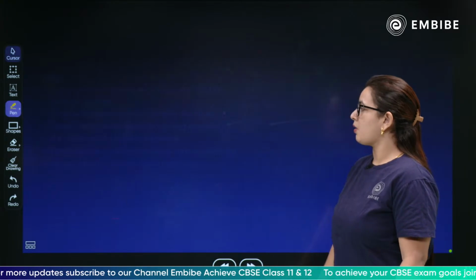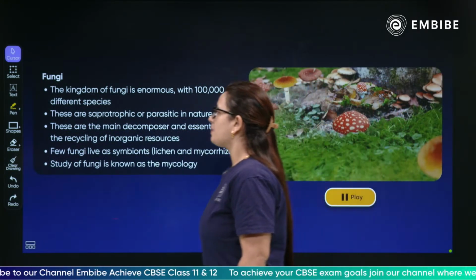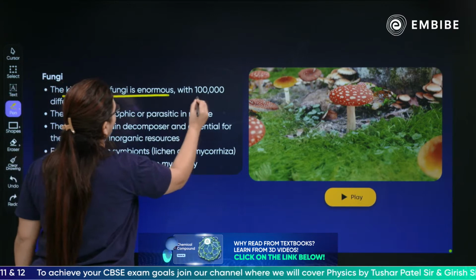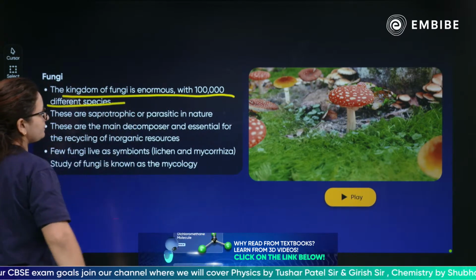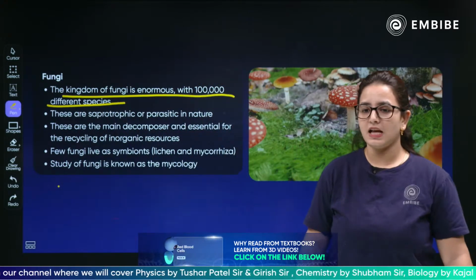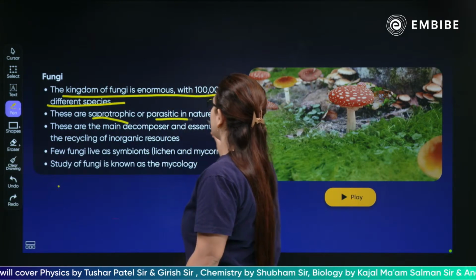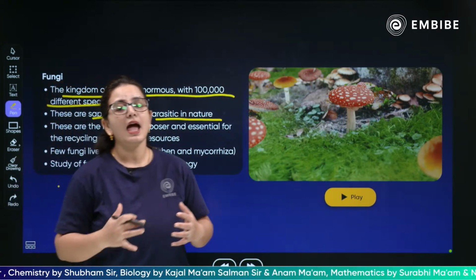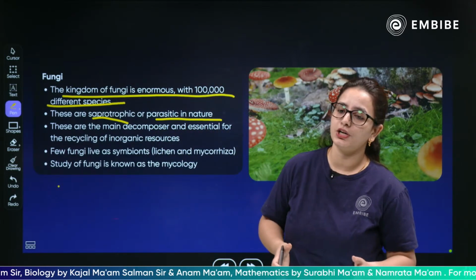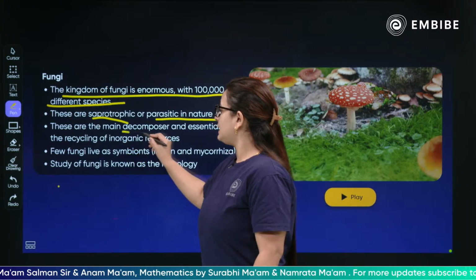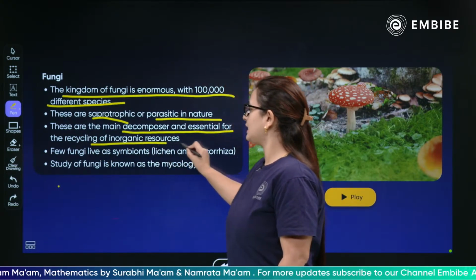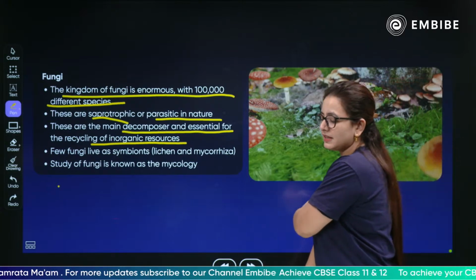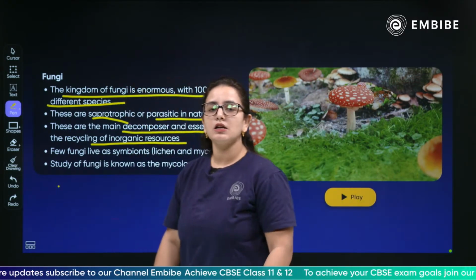Coming to today's session talking about the fungi, let's see what characteristics the fungi possess. The kingdom fungi is enormous, with 1 lakh to 10 lakh different species, and they are saprophytic and parasitic in nature. It means they feed on dead and decaying animals or organic matter, and they also show a parasitic nature, which means they have a host body to live on. These are the main decomposers and essential for the recycling of inorganic resources, combining with the bacteria also. When fungi and bacteria decompose, they break down a lot of inorganic matter.